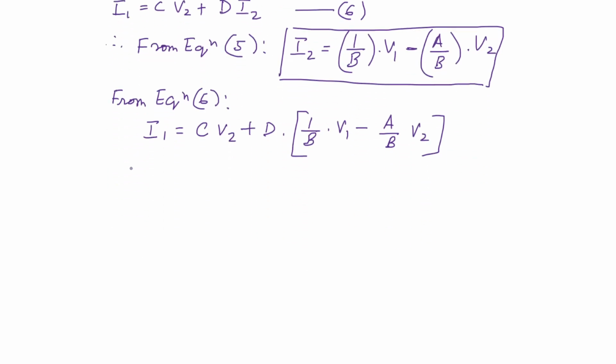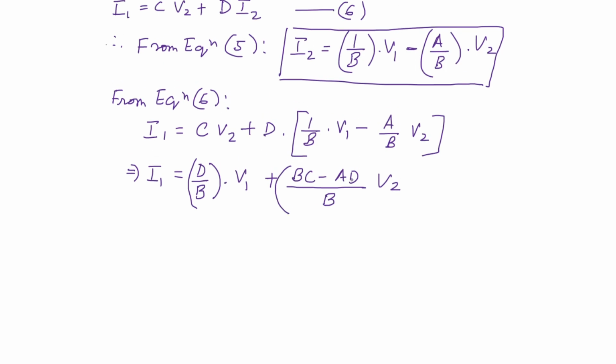Simplifying, the first term is D by B into V1. Then we have plus (BC minus AD) by B into V2, right? So this is another equation for you.